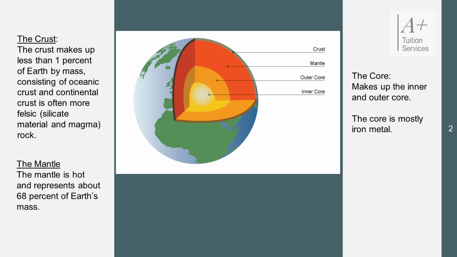The next layer, or the second layer of the earth, is known as the mantle, and the mantle is hot, and this represents about 68% of the earth's mass. The next layer that makes up the earth is the core, and the core makes up the inner core and the outer core. The core is mostly made of iron metal. Now we will go into each part in detail, and I would encourage you to write as many notes as you can in understanding this.